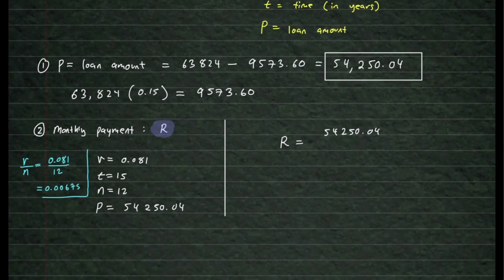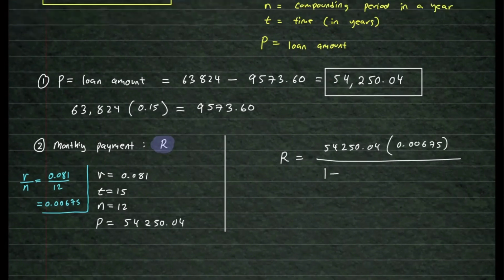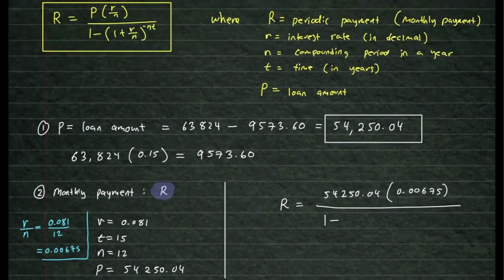everything into your formula. So I'm going to go ahead and plug that in here. This will be R over N, that's 0.00675, divided by 1 minus, again, following the formula. You don't have to memorize this, just use this formula again. 1 minus 1 plus 0.00675 to the exponent of negative n, that's 12, times t, which is 15. So that'll give you about 180. I'll put that right here in the exponent, negative 180.